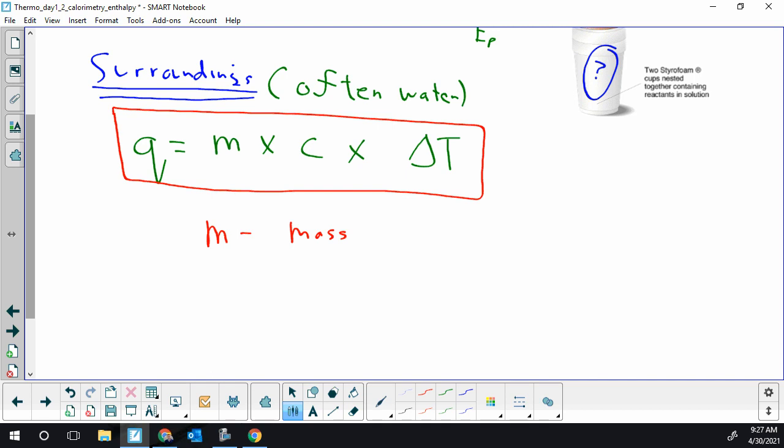is mass of warming substance. Again, often water.